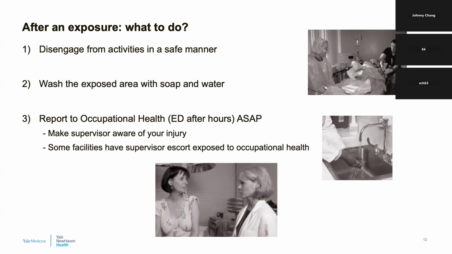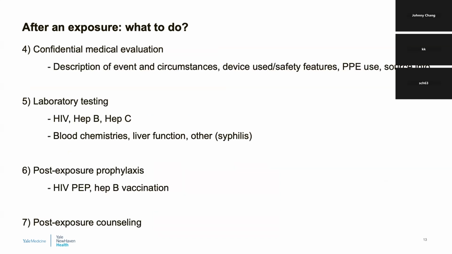And then I don't believe we do this, but some actually have their supervisors escort them to occupational health. We, or occupational health, or the ED will do a medical evaluation. And this is really where we do our risk assessment. So, what happened? Was the source patient contagious with anything? Was it a hollow bore or a solid bore needle? Was PPE used or not?